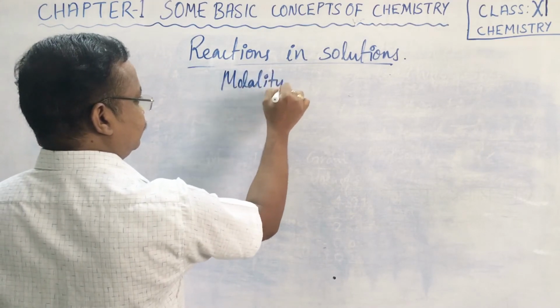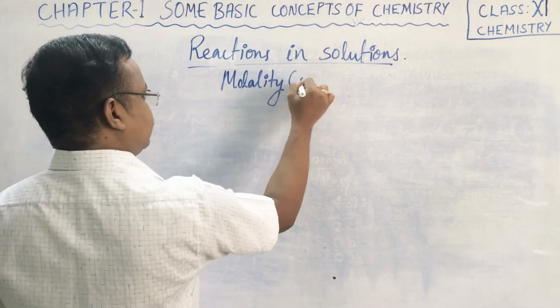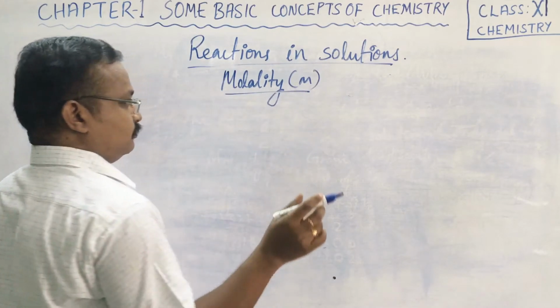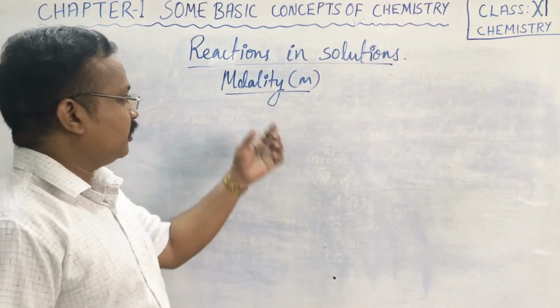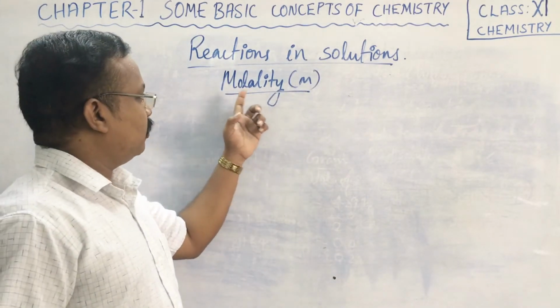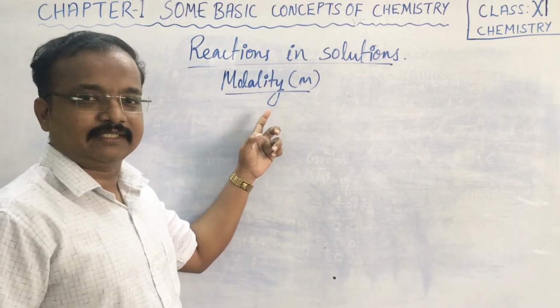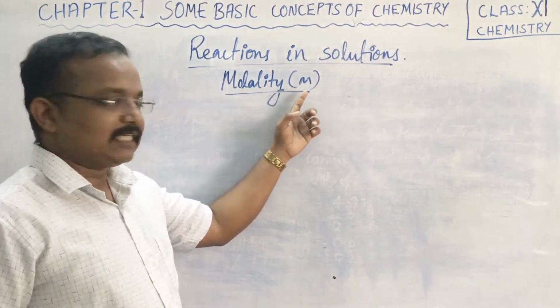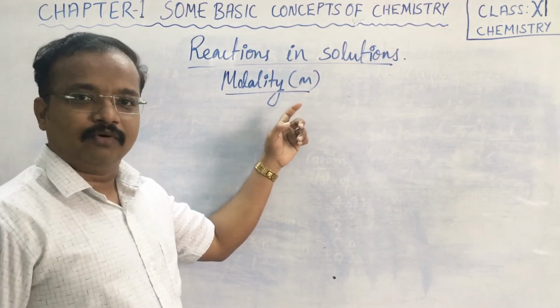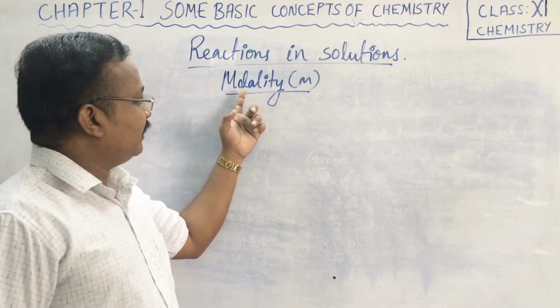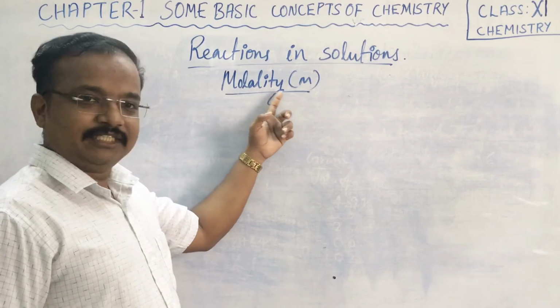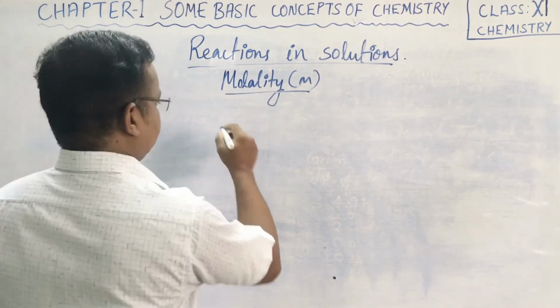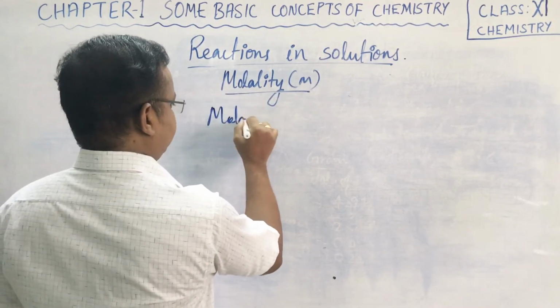Molality. Children, don't confuse these two. Molarity we have just now discussed. This is our molality. Molality is expressed in small letter m. Here, instead of RITY, we have LITY. Molality.